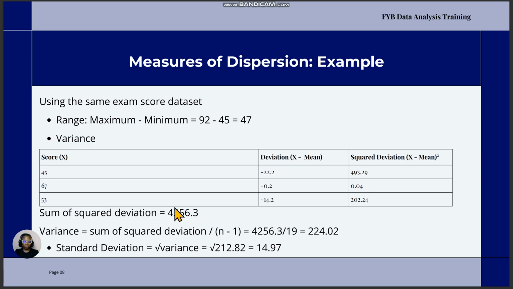Then the sum of this will be divided by n minus 1 or n. If you are working with sample data, you divide the sum of the squared deviations by n minus 1. But if you are working with population data, you just divide by n only, and this is the variance for this data set. Standard deviation is the square root of variance, so you just need to find the square root of the variance that we've gotten here.